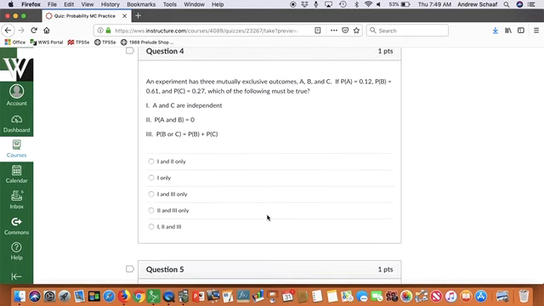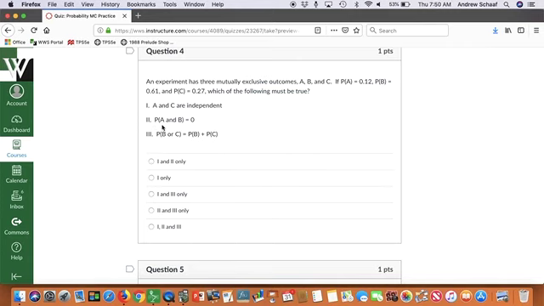So question number 4, in this question, it would have been helpful to watch the video about the relationship between mutually exclusive or disjoint events and independent events. So in this case, we know A, B, and C, those outcomes are mutually exclusive, so they are disjoint. And I have to figure out which of the following is true. So I know that number 1 is not true. If events are mutually exclusive or if they are disjoint, I know that they are dependent upon one another. So 1 is not true.